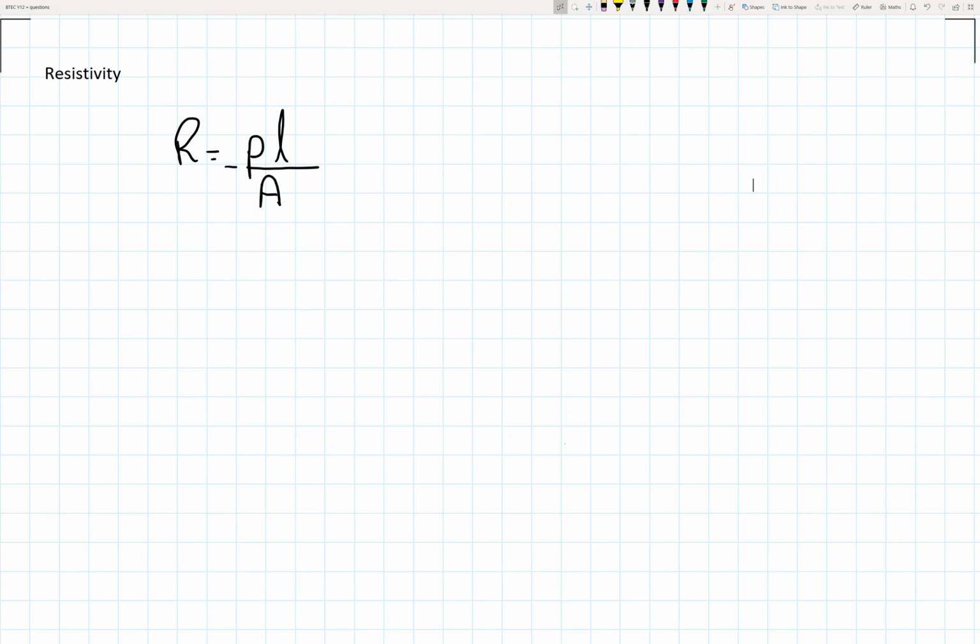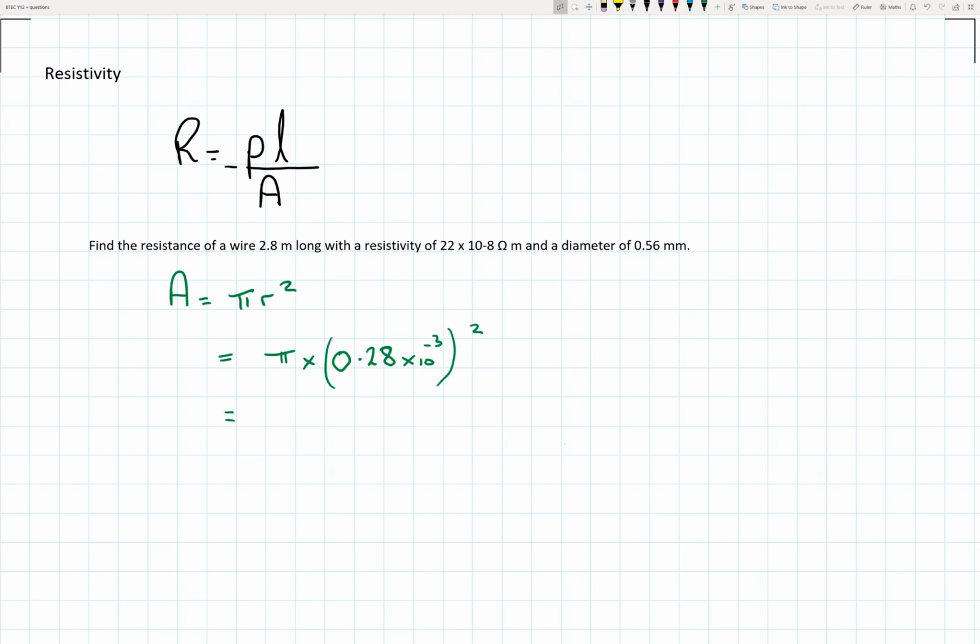Okay, so let's put this into practice with a couple of questions. In this first question, nice and quite straightforward, we want to find the resistance of the wire that we've got. We've got the diameter, 0.58 millimeters. So one of the first things we're going to work out is area. In finding out the area, we need pi r squared. So the radius is half of the diameter.